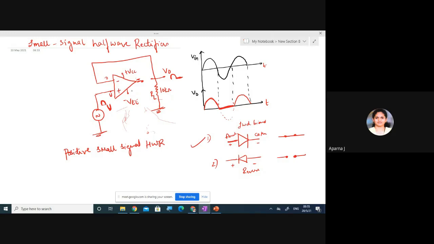I'll just summarize once again. During the positive cycle, since this terminal voltage is more positive when compared with this, because initially this will be 0 volts, the output will almost be equal to plus Vsat, by which this diode gets conducted and it is acting as a short circuit. By this, the circuit now acts as a voltage follower.